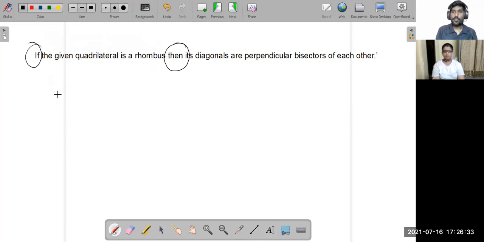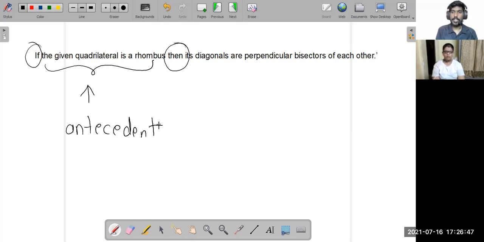Now, the part following the if, that means the part after if, is called the antecedent. And the part following the then, that means whatever part is there after then, that part of the statement is called the consequence.